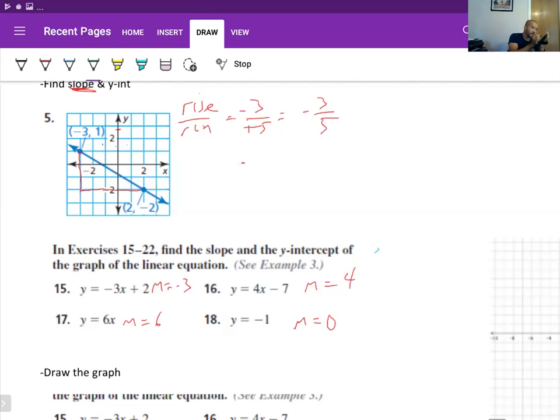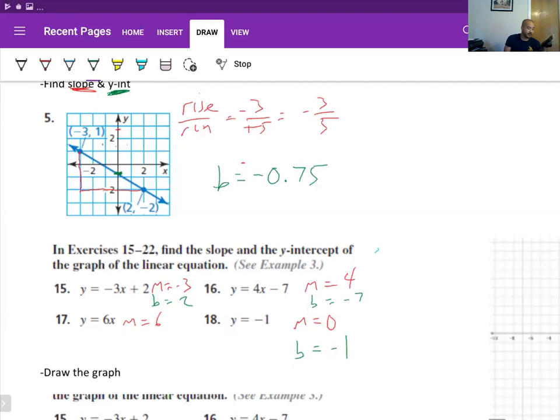The y-intercept. So this crosses the y-axis about here. So let's call that -0.75 is what that looks like to me. Close to -1, but not quite there. All right, here, the slope is +2. Here, the slope is -7. Here, the slope is -1.